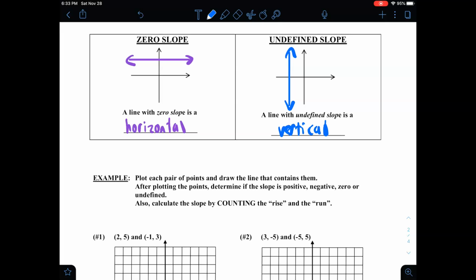And why is it undefined? Well, when we do rise over run, you'll get something like 5 over 0. Can we divide by 0 or no? We'll get a rise of 5, something like that, or a run of 0. You can't divide by 0, so that's why it's undefined.